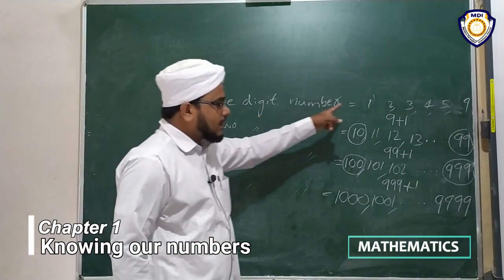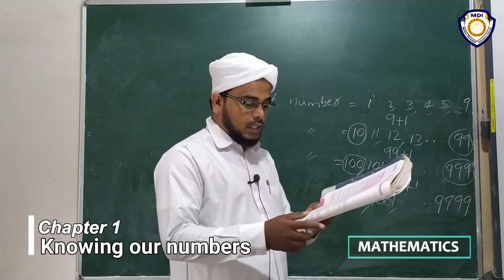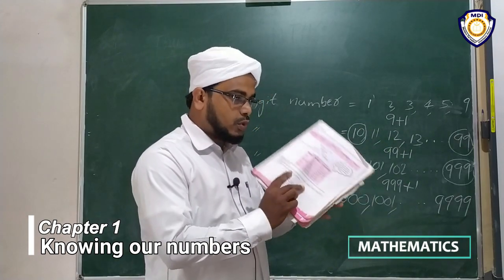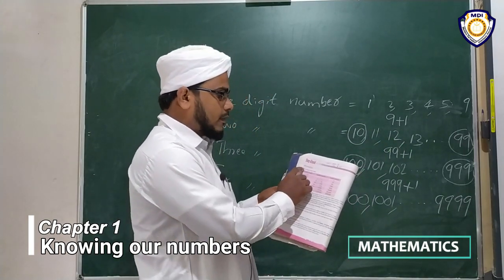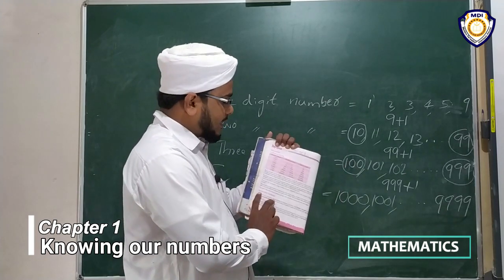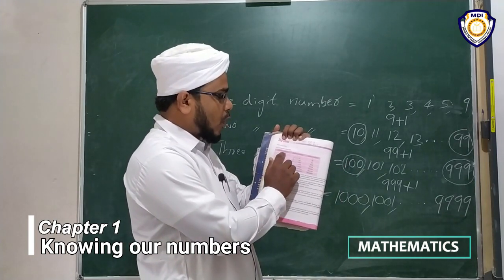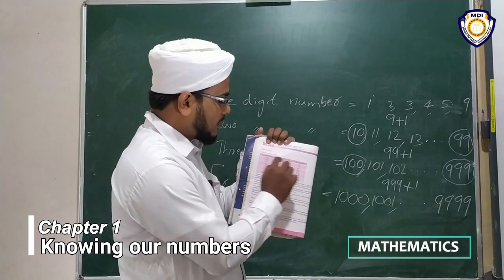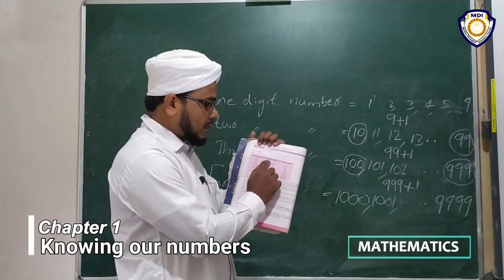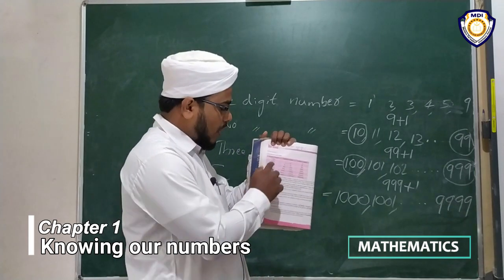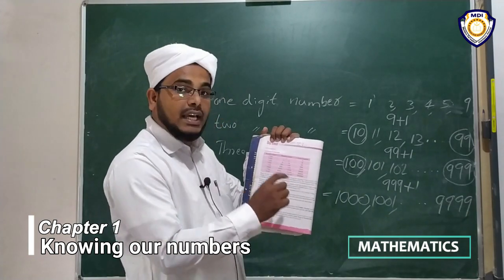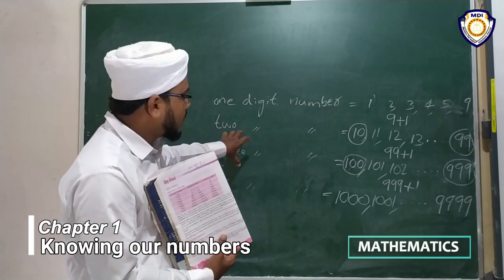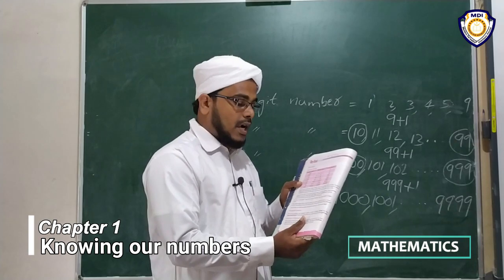You have to write this table. If you open your textbook, page number 2, you can see a table here. The headings are: number of digits, smallest number, largest number. You have to write down this table carefully in your notebook, and if you listen to this teaching video, then you will understand very well.